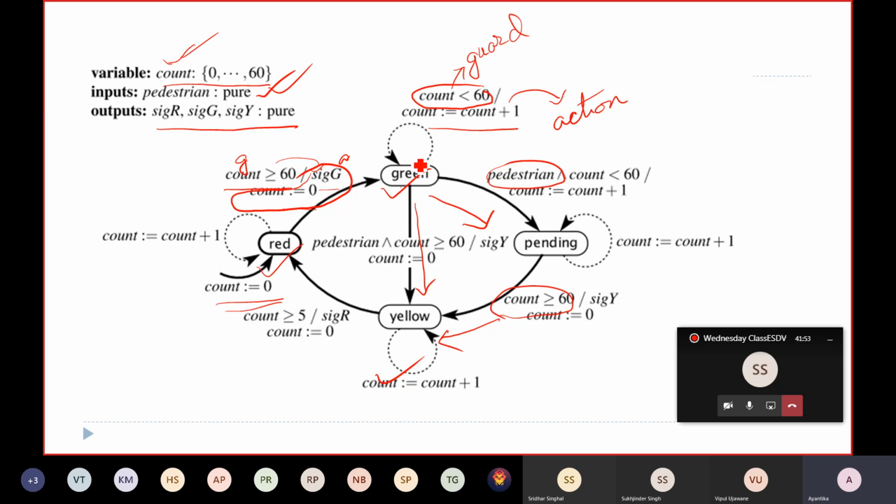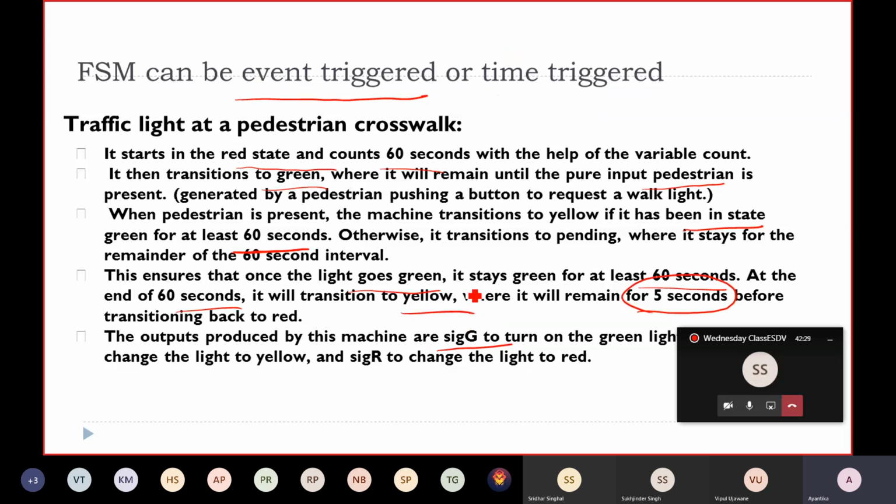When the pedestrian signal is high and we are going to the pending state, we are just extending the green state. No other color signal is high. When we come out from the pending state, that time we actually set the yellow signal high, and that time it is yellow. So this is as per the specification, whatever is written.